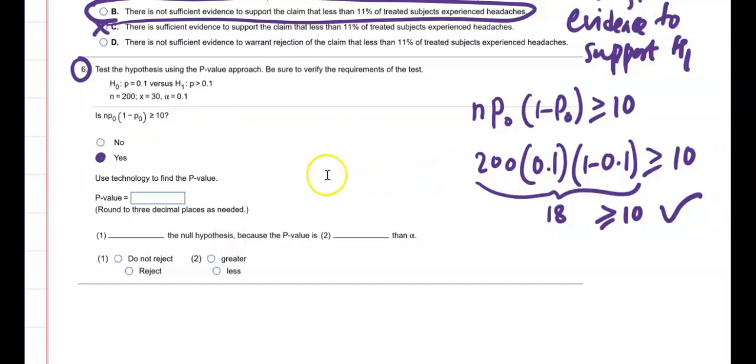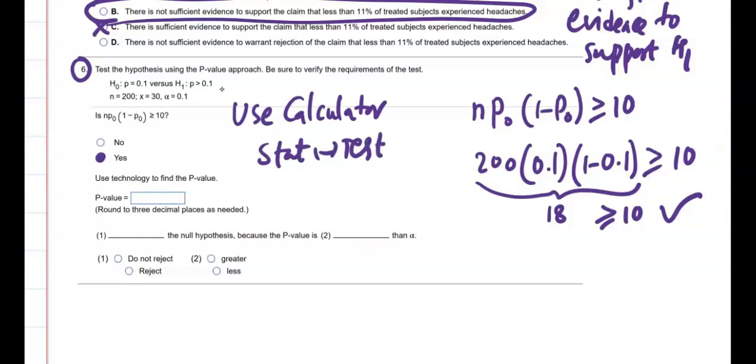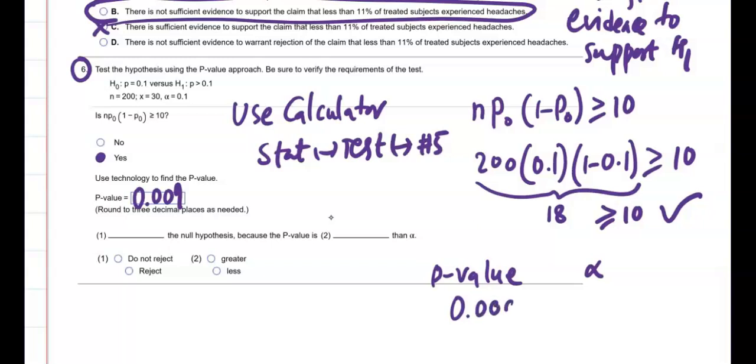So what's the p-value? Again, use the information n, x, and p0 in the calculator. I'm not going to do that because I did a couple of questions before. Use the calculator, start, test number 5, and you get the p-value, which is 0.009. So let's see, do you reject or do not reject? Let's compare the p-value with alpha. The p-value is 0.009. Alpha is 0.10.